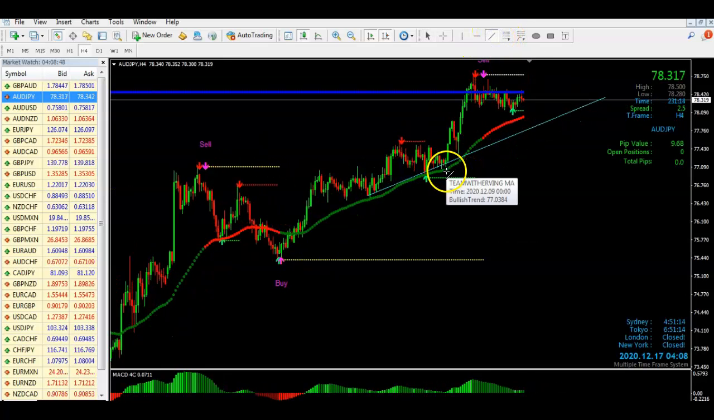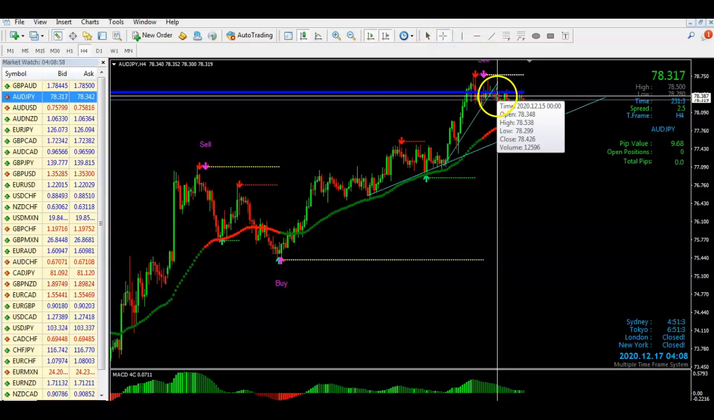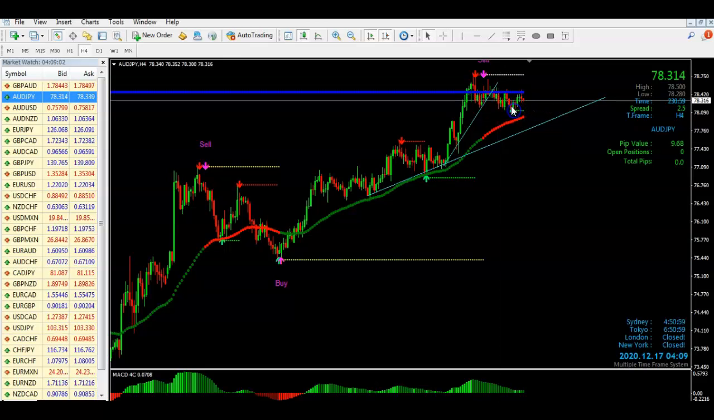Trend line. I was holding it from here. So it did break down. I mean, we're in the 4 hours. How many pips is that? Let's say if you got it from here, at least here, it's like 20 pips, not much.